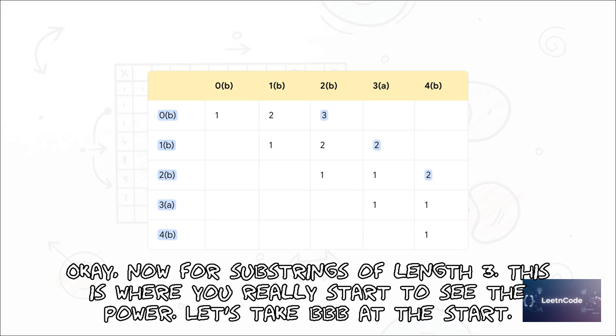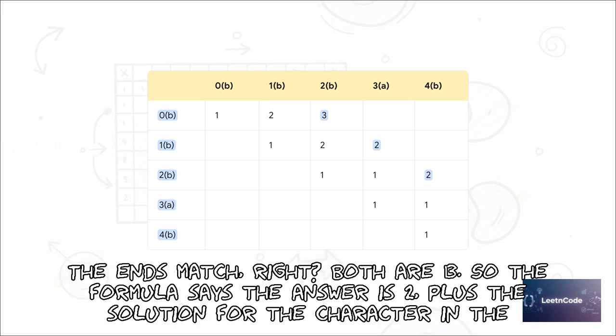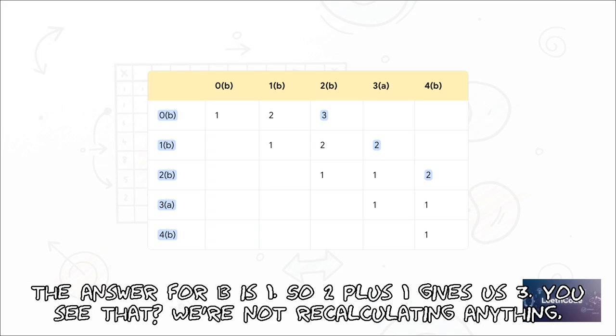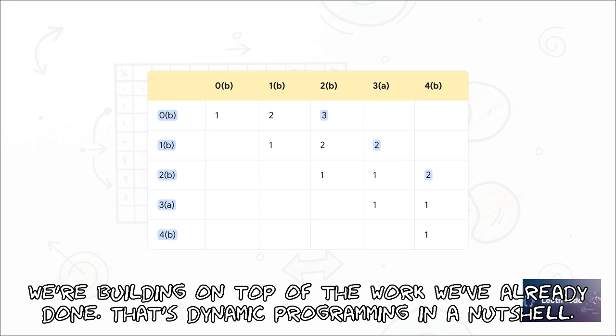Okay, now for substrings of length 3. This is where you really start to see the power. Let's take BBB at the start. The ends match, right? Both are B. So the formula says the answer is 2, plus the solution for the character in the middle, which is B at index 1. And hey, we've already solved that one. We just look it up in our table, the answer for B is 1. So 2 plus 1 gives us 3. You see that? We're not recalculating anything. We're building on top of the work we've already done. That's dynamic programming in a nutshell.